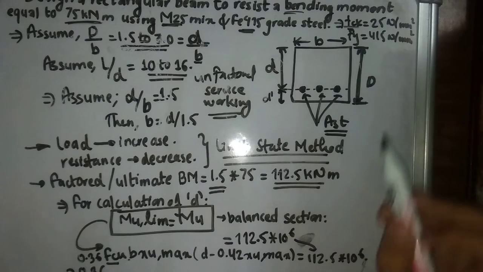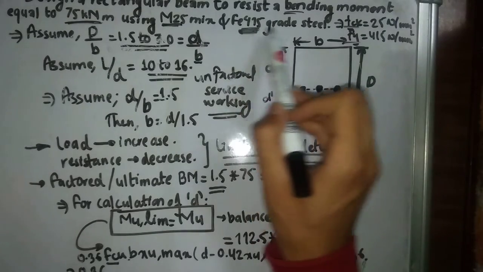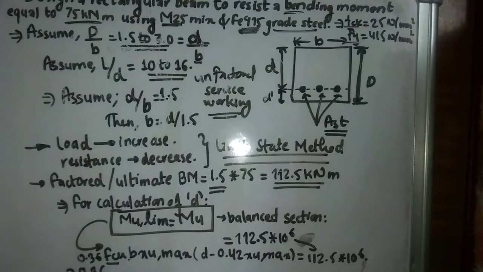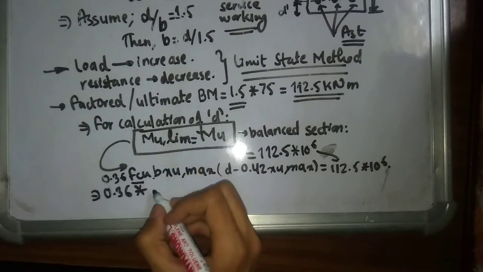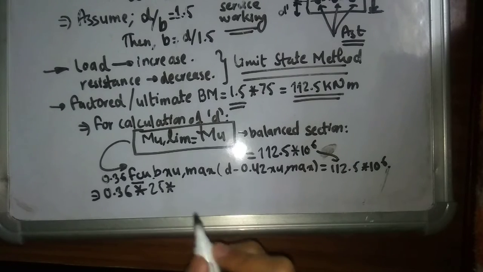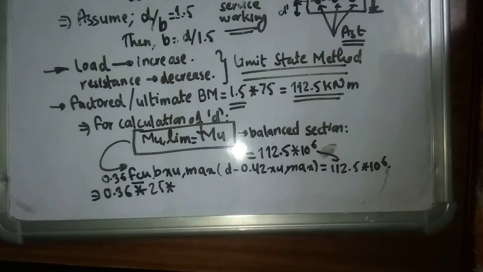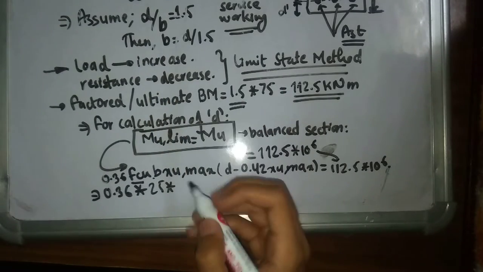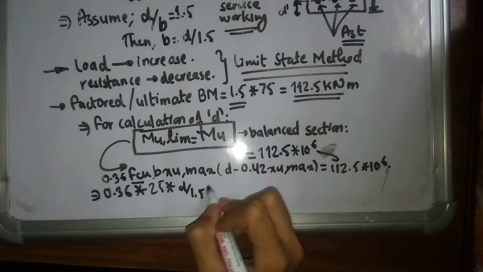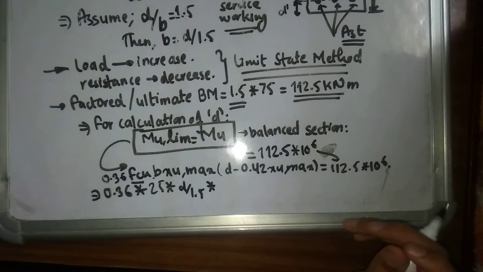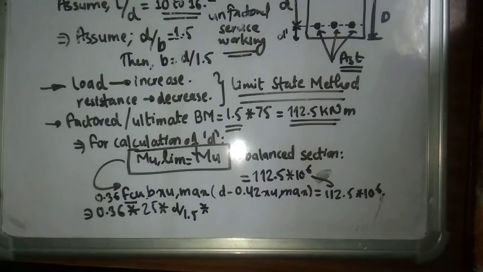What is fck? fck is my characteristic compressive strength, while my fy is the tensile strength of my steel. We're going to use both of these values later on. Right now I am going to use first the value of fck. So fck is going to be 25, into b. Right now I'm going to calculate d, so what I'm going to do is write my b in terms of d. My b in terms of d is d divided by 1.5. Next, I'm going to need the value of Xu max. So what is the value of Xu max? We're again going to follow our code.